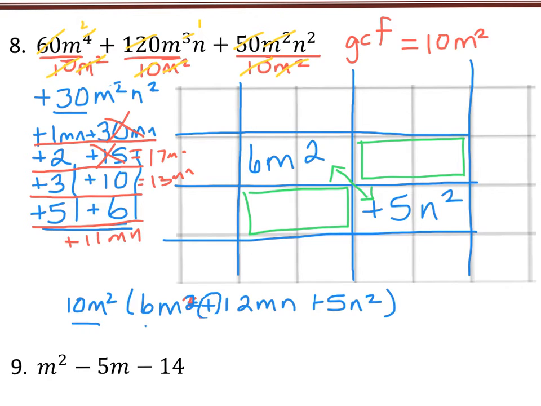(10m squared times 6m squared plus 12mn plus 5n squared).